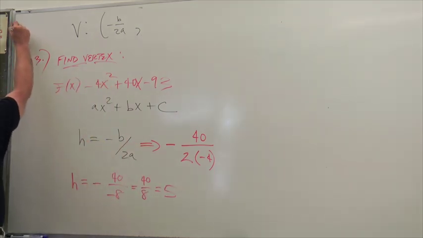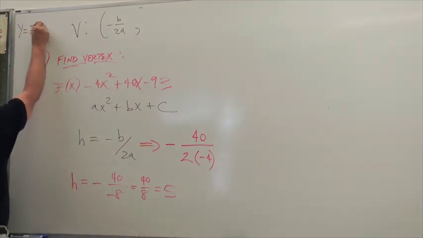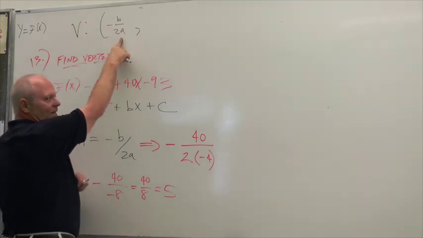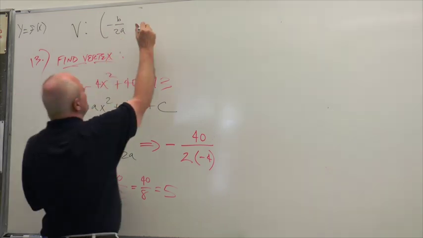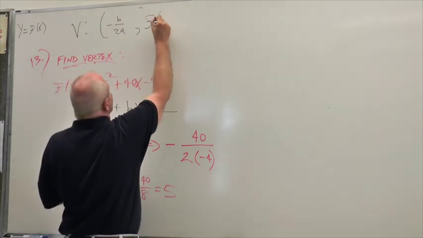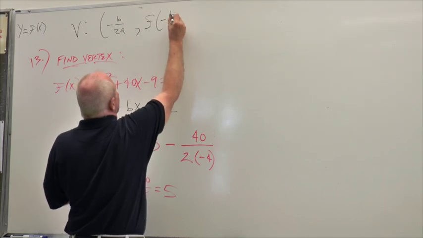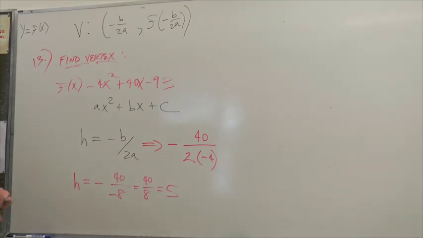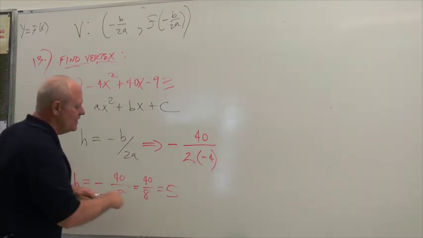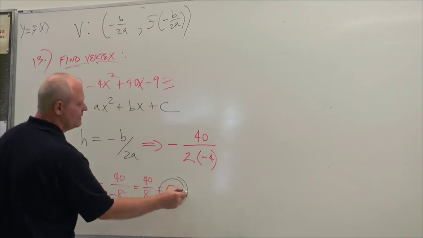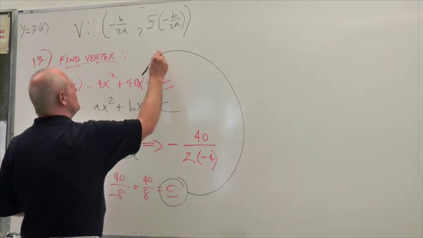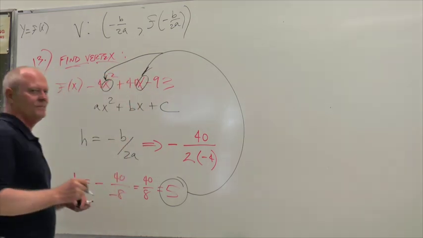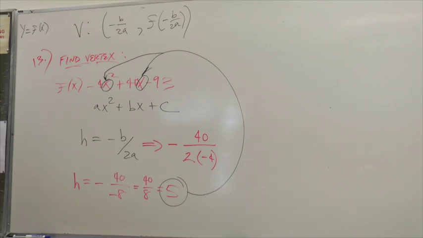In any kind of function, y is just rewritten as the notation f of x, isn't it? But don't we already know x? Because isn't h x? So isn't this f of negative b over 2a? Very fancy, but what it means is to do what? Once you find x, which is h, you plug it back into the original equation, right? And solve for y, which is k.